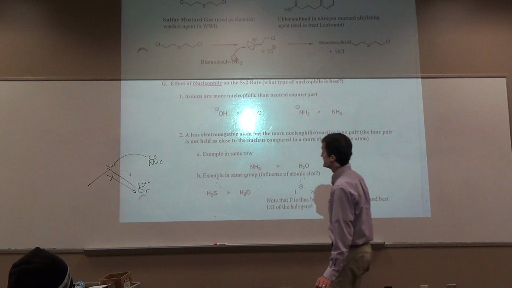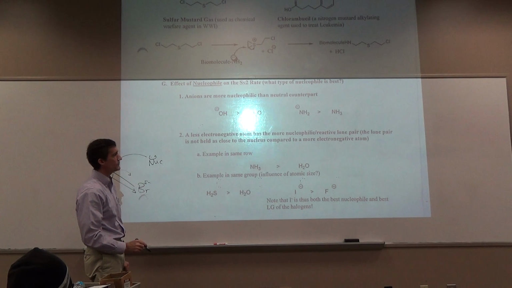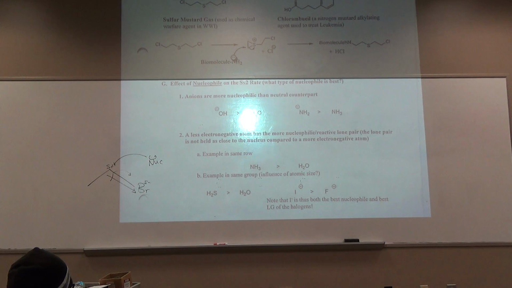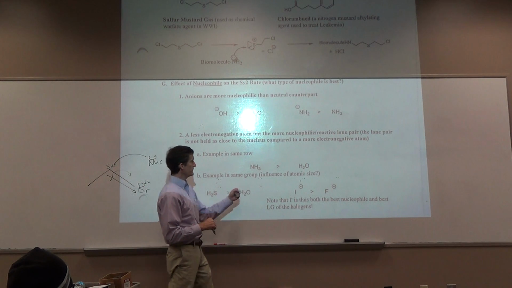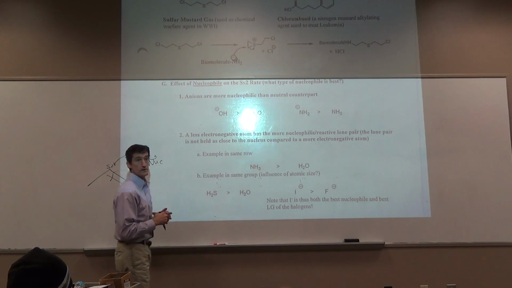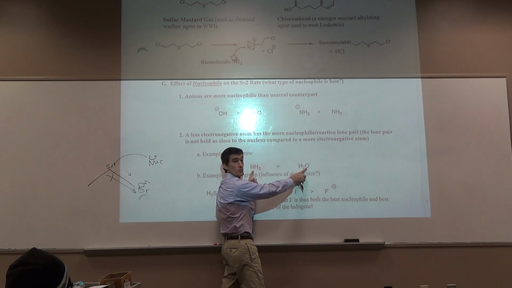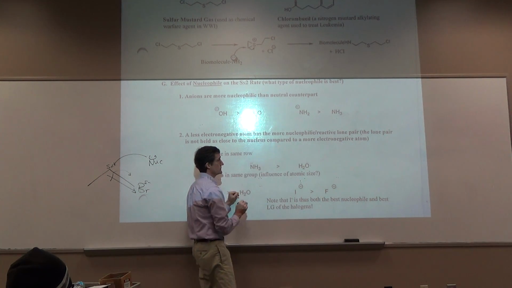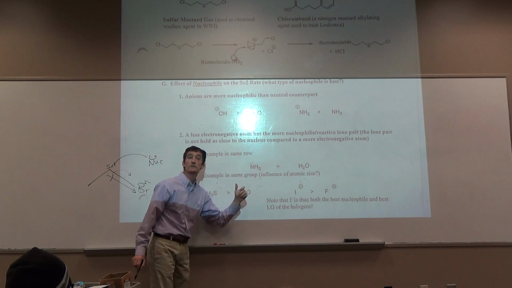Okay, next thing. A less electronegative atom has the more reactive lone pair. Now, a lot of this will coincide with our acid-base discussion. Which is a better nucleophile, ammonia or water? I've already given you the answer. Now, they're both neutral, so you can't say one's neutral and one's an anion. Here we're dealing with different atoms. Here we have oxygen, here we have nitrogen. The ammonia is going to be your better nucleophile. And we explained 15 minutes ago why.